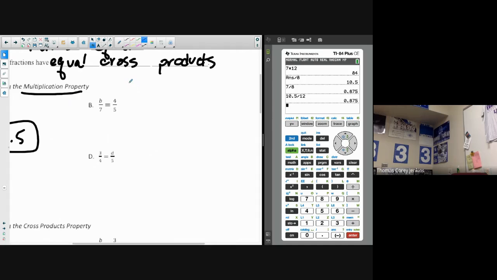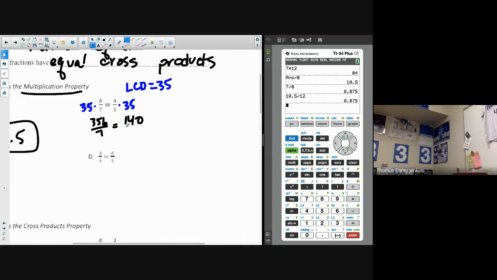So we want to multiply both sides by the least common denominator. What is the lowest common denominator for 7 and 5? It would actually be 7 times 5, which is 35. All right, so if I multiply both sides by 35, let's see what happens. Okay, so on this side, I get 35B over 7. And then on the other side, what's 4 times 35? I'm doing it in my head, 140, I think. We'll go with 140.